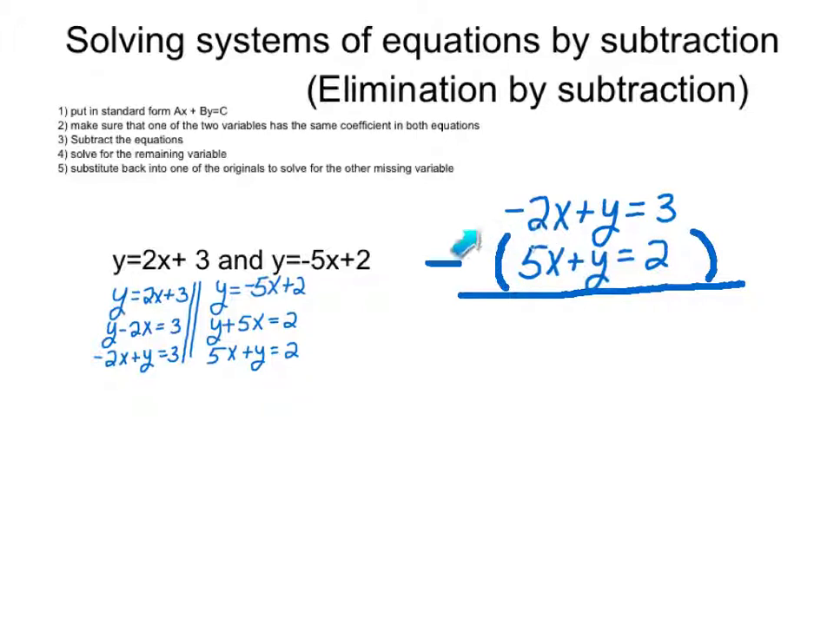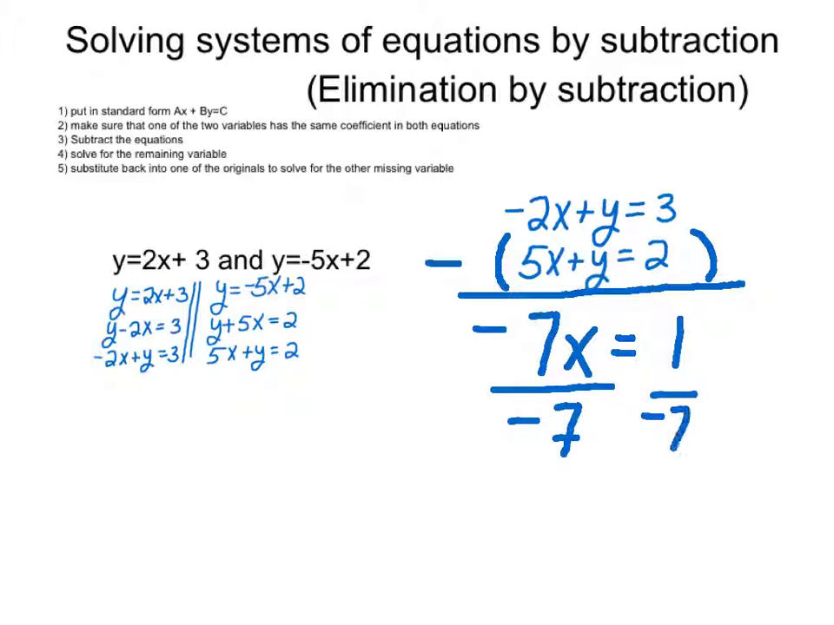So negative 2x minus 5x is negative 7x. Y minus y is 0. 3 minus 2 is 1. Divide both sides by negative 7, and we get that x is equal to negative 1/7.